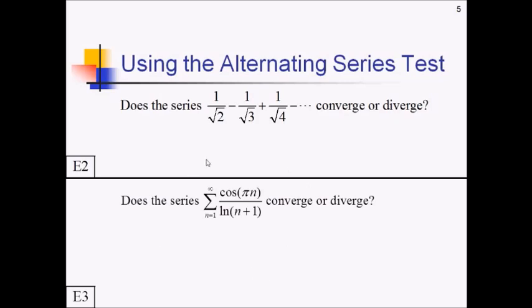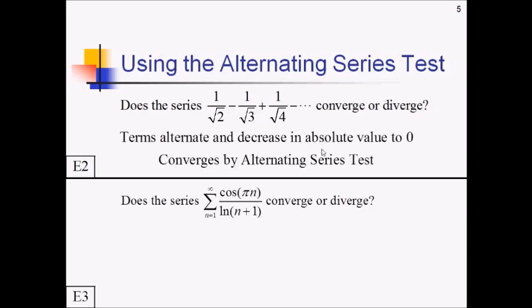Alright, so for the second example here, we notice that we've got some alternating going on. So this meets the alternating part of the alternating series test. And we've got terms that are decreasing in absolute value. The denominators are getting bigger without any change in the numerator, so these are definitely getting smaller. And if we go all the way to the nth term, 1 over the square root of n, the limit of that is 0. So we see that the terms alternate and decrease in absolute value to 0. All of those are actually met. Therefore, this converges by the alternating series test.